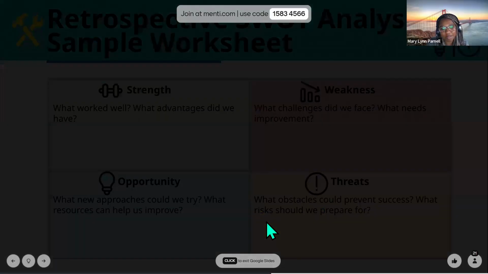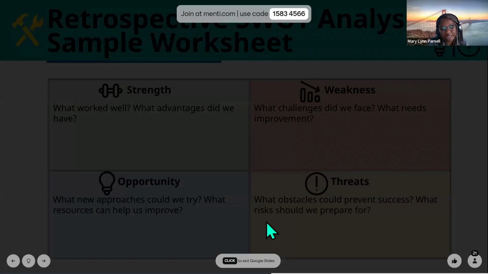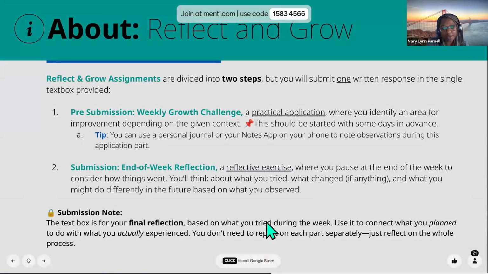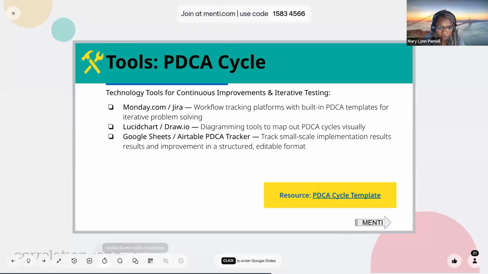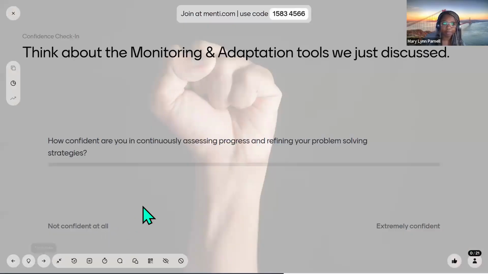Okay, so we did threats, we did the PDCA, we saw an example of it, and I think that about covers our PDCA, and then we are to go to Menti.